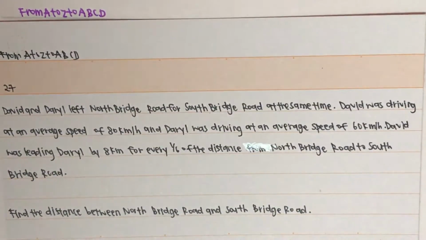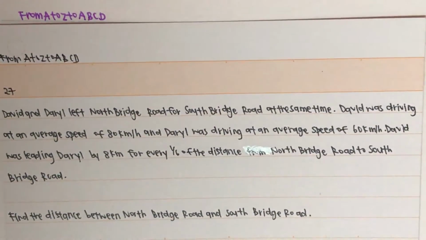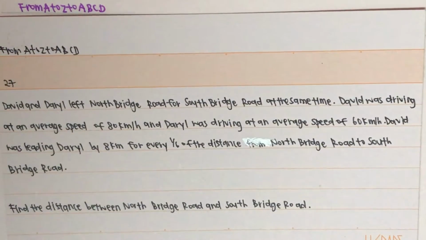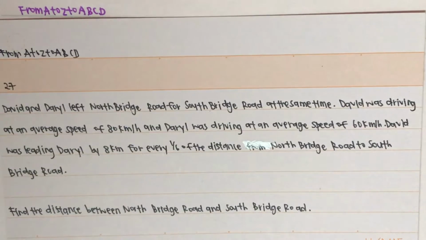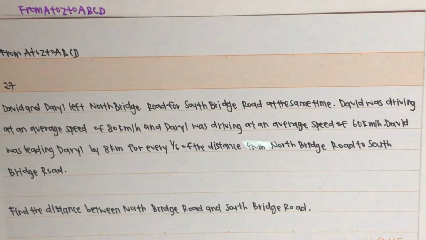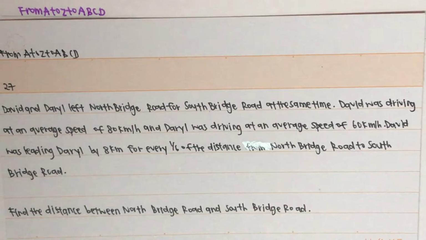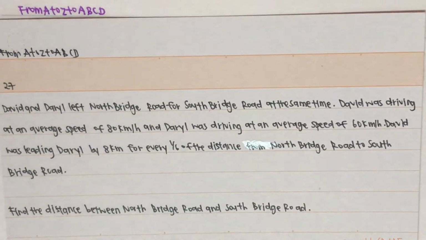David and Daryl left North Bridge Road for South Bridge Road at the same time. David was driving at an average speed of 80 km per hour and Daryl was driving at an average speed of 60 km per hour. David was leading Daryl by 8 km for every 1/6 of the distance from North Bridge Road to South Bridge Road. Find the distance between North Bridge Road and South Bridge Road.